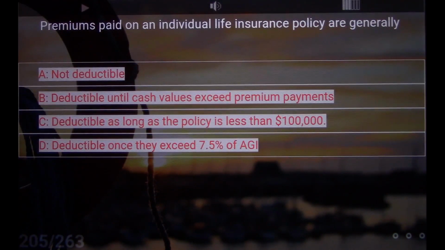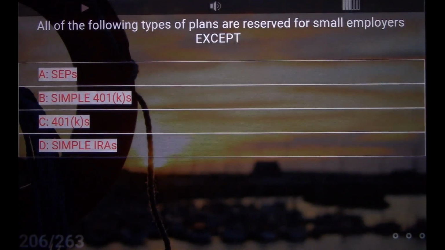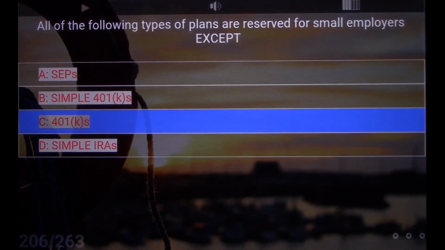Premiums paid on an individual life insurance policy are generally A. Not deductible. All of the following types of plans are reserved for small employers except C. 401ks.